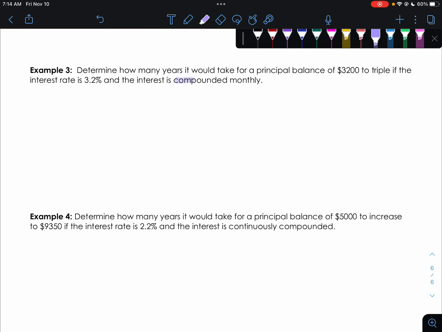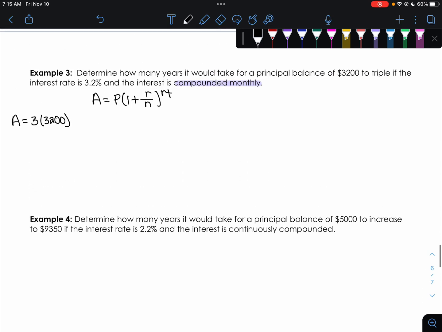So because it says compounded monthly, that means we're using the first formula. The first formula was A equals P times (1 plus r divided by n) to the nt power. Our A is what it's going to triple to, so that would be 3 times 3,200, which is equal to 9,600. Our P is that starting amount of 3,200.